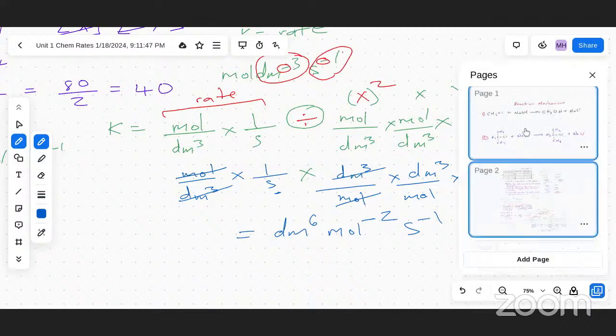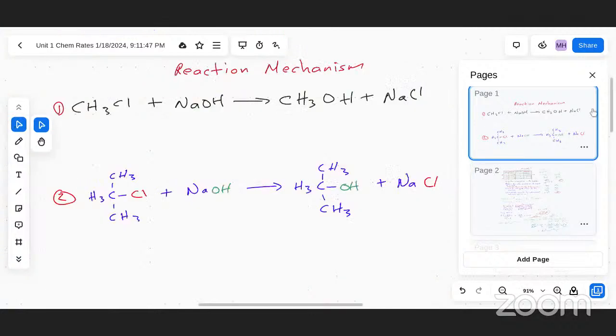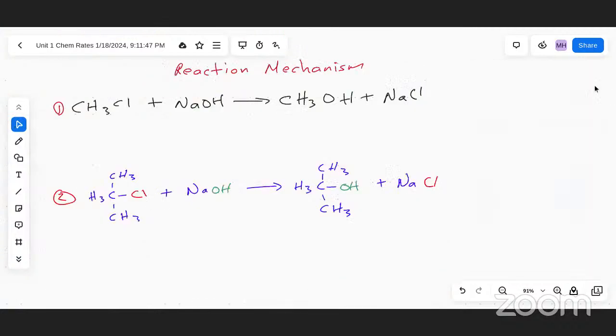One more thing quickly before we do the past paper. I have reaction mechanism as well. But this I'm going to do in detail on Saturday. But there's a question on it, multiple choice, not anything difficult. So I'm just going to spend like 3 minutes on this.